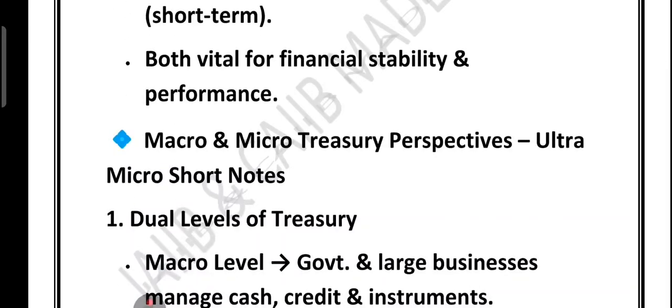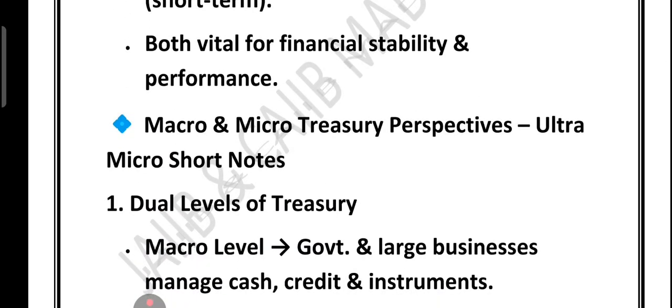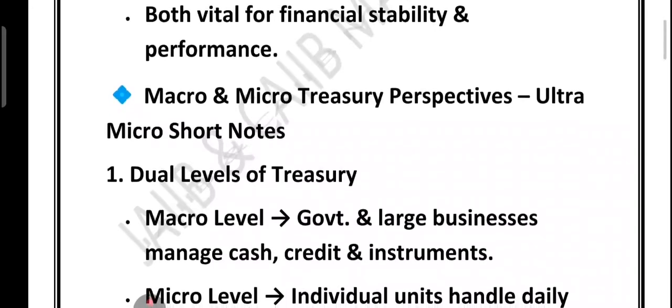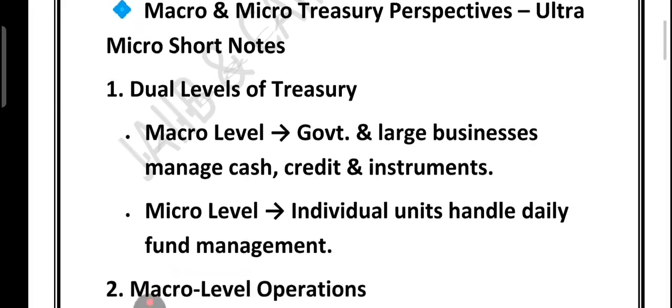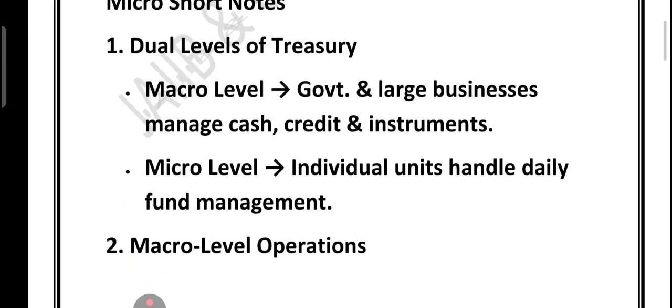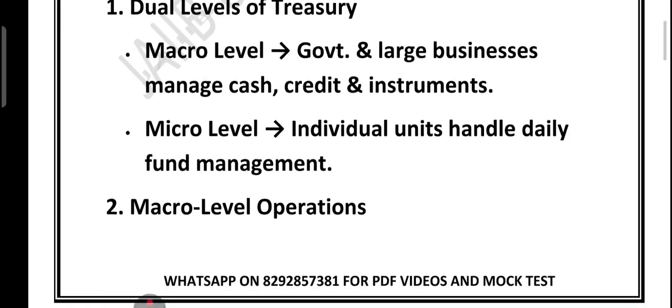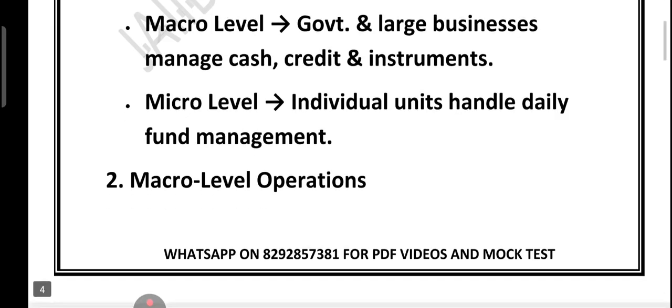Now friends, let's switch our focus to understanding the micro and macro treasury perspective and their objective in super simple terms that are easy to remember for examination. First of all, the dual level of treasury. Treasury works at two levels: micro level and macro level. At the macro level, the government and large businesses manage overall cash, credit and financial instruments. At the micro level, individual business units look after their day-to-day fund management, basically ensuring that money keeps flowing smoothly for operation. That happens at the micro level.